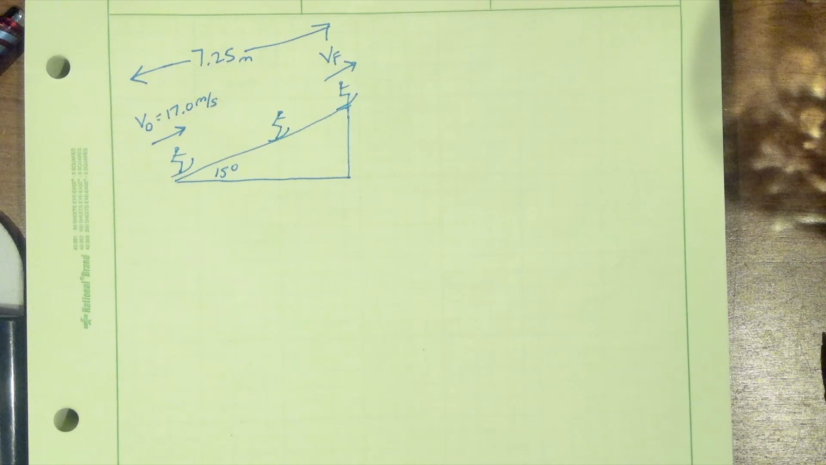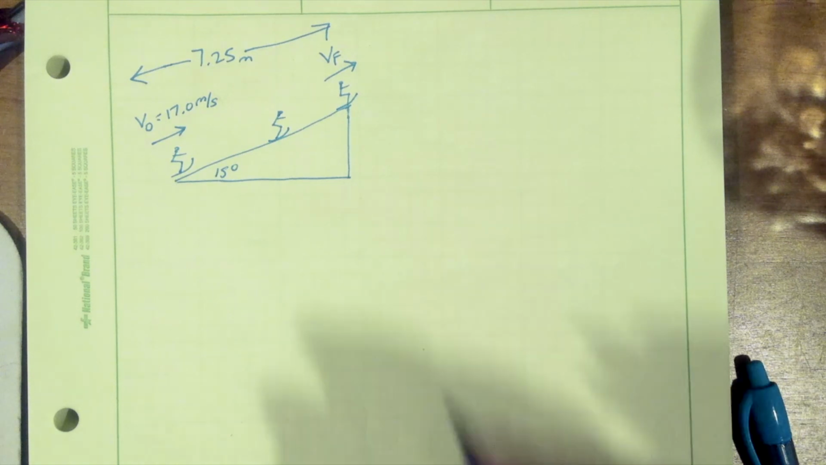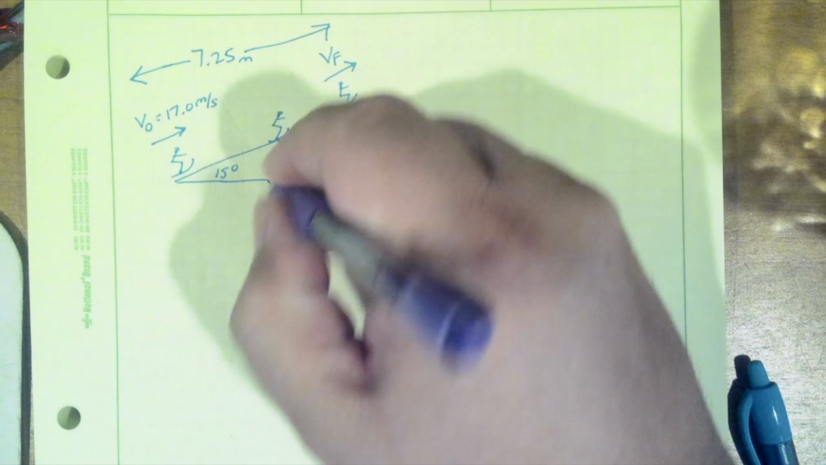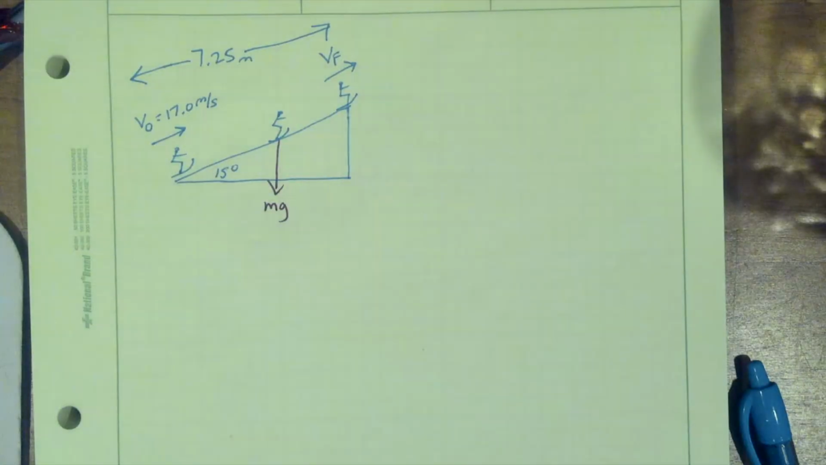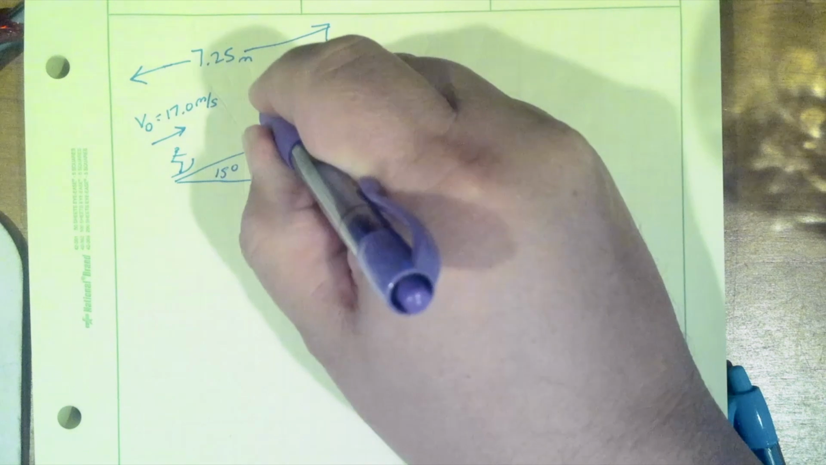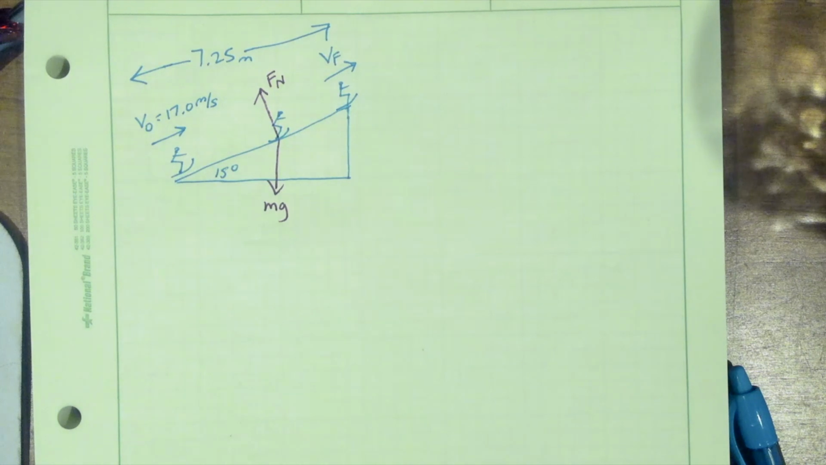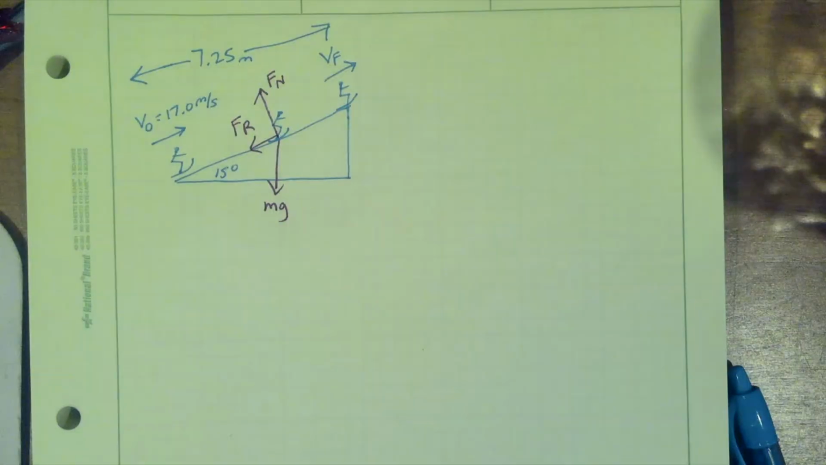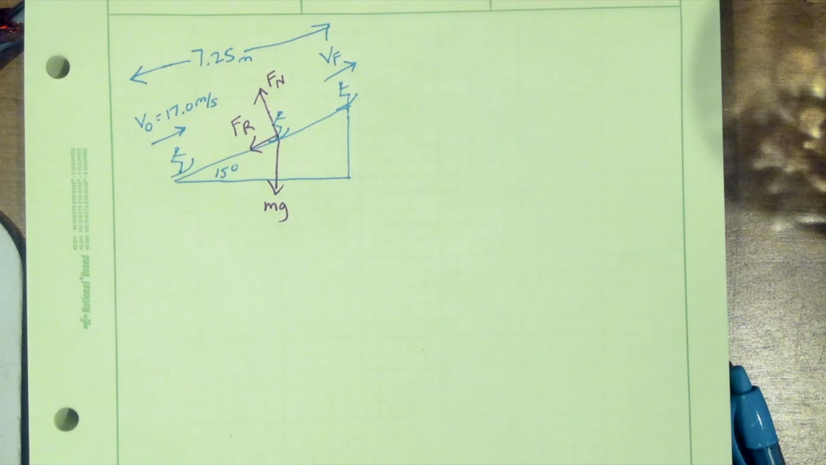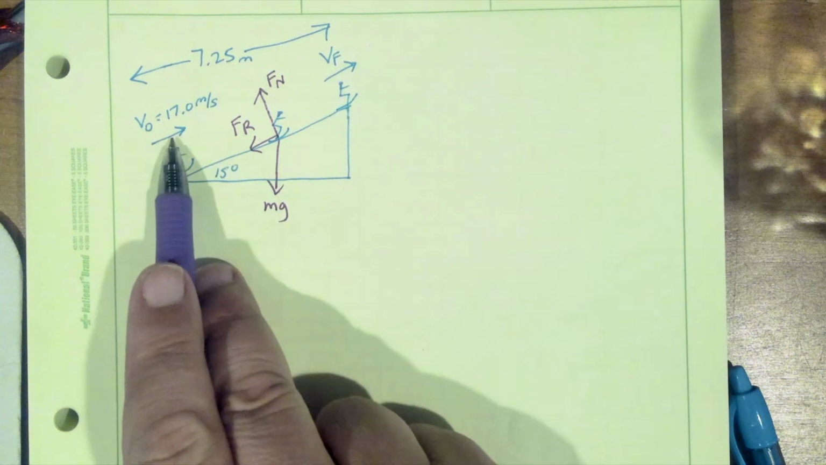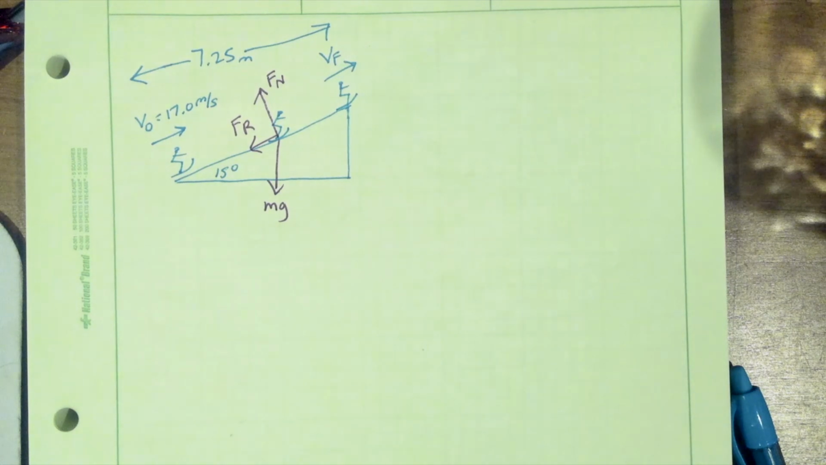Now we want to draw the forces which are acting on the skier. Of course, we have the weight force, mg, which is always straight down. Here we have the normal force, Fn, which is always perpendicular to the surface of the ramp. And we have the friction force. Notice that the direction of the friction force is down the ramp because the motion is up the ramp, and the friction force always opposes motion.